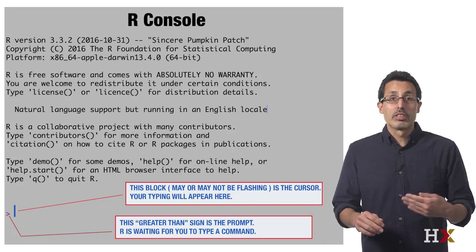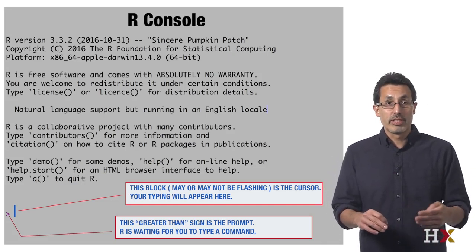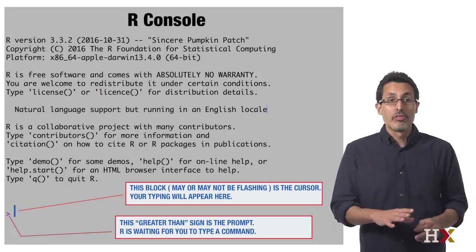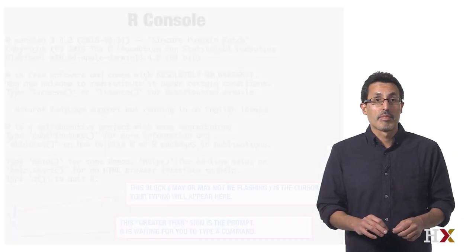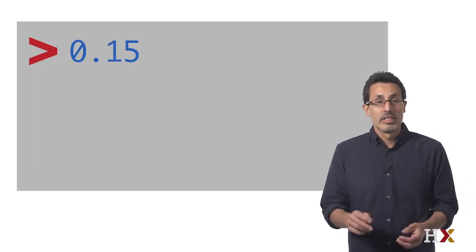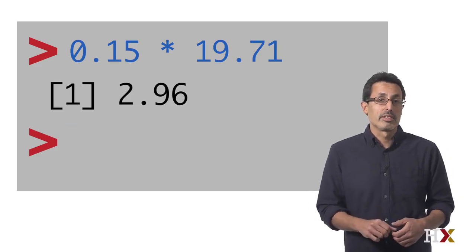The console looks something like this. You can see that you have some information about R, which version it is, etc. And then towards the bottom, you see a greater than sign and a cursor. That is where you type your commands. When you type an expression into the console and hit return, the expression is evaluated. As a very quick and simple example, try using the console to calculate a 15% tip on a meal that costs $19.71. Here's how you do it. You just write the numbers out, hit return, and you get your answer. You should leave a tip of $2.96.